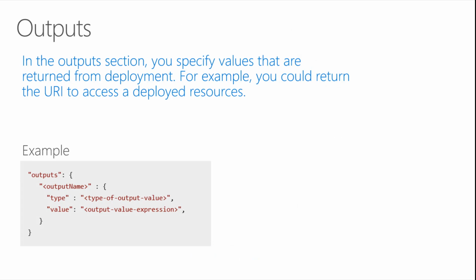And then as we mentioned, we can have outputs. So you can specify values that are returned from deployment. For example, you could return the URI to access a deployed resource. And you can have that output displayed in your PowerShell, and sometimes it will show in the portal as well.